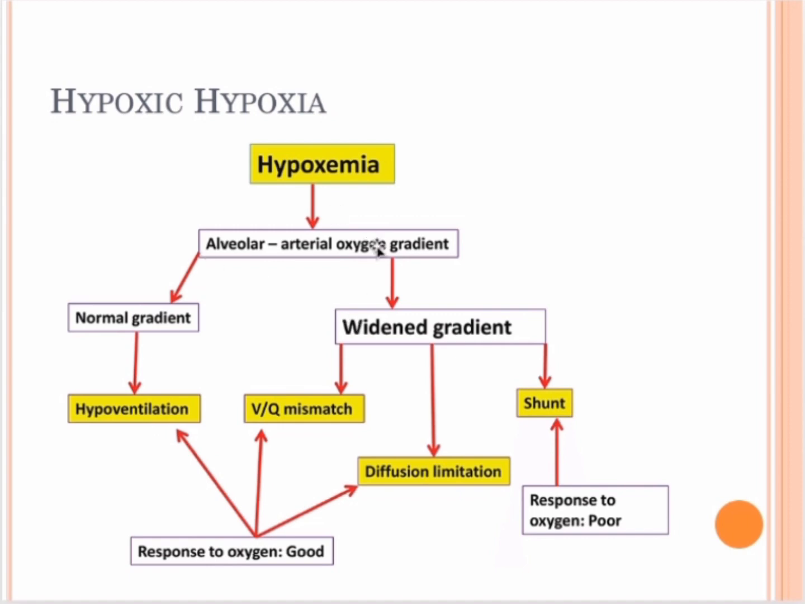If the AA gradient is increased or widened, then there are three mechanisms of hypoxemia. One is ventilation-perfusion mismatch, then diffusion abnormalities like pulmonary fibrosis, or a shunt mechanism. And in this case, if there is a shunt, the response to oxygenation is very poor, and VQ mismatch and diffusion abnormality may respond to oxygen. So this is the way you can categorize the different mechanisms of hypoxemia by calculating the AA gradient and then looking for hypoventilation or no hypoventilation.